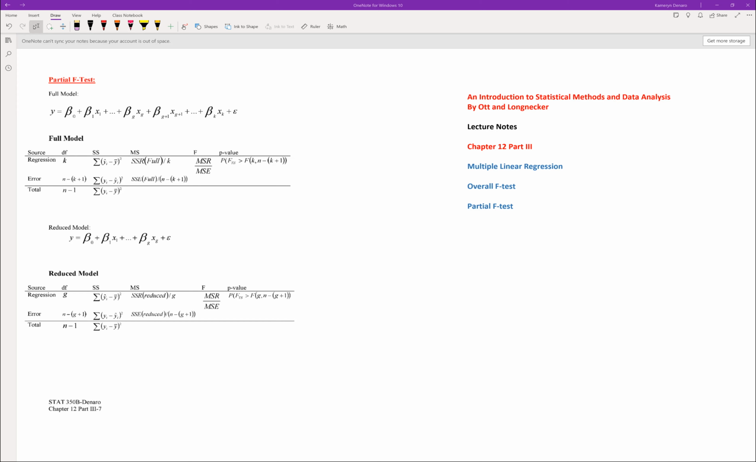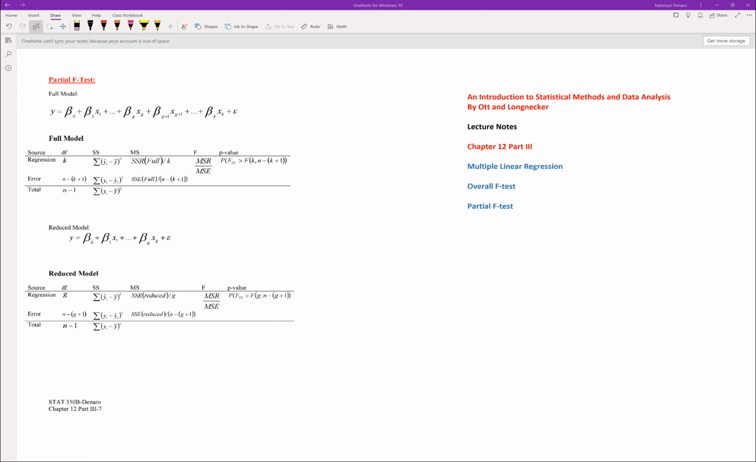Similarly, we can calculate the ANOVA table of the reduced model. So in this case, we only have G predictors, right? So we have G plus 1 coefficients that we're trying to estimate. So our degrees of freedom is G plus 1 minus 1, which gives us G. The degrees of freedom for the error is N minus G plus 1. And the degrees of freedom total is still our N minus 1. We calculate our sum of squares based on the reduced model to get the sum of squares of regression of the reduced model, the sum of squares error of the reduced model, and the sum of squares total.